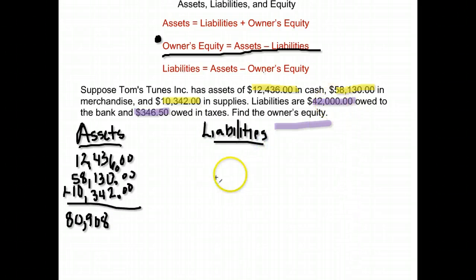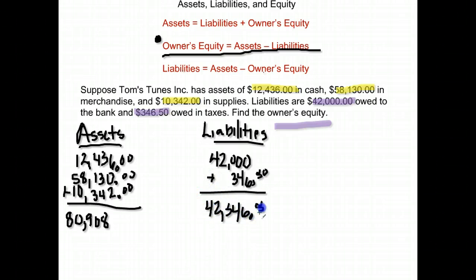Okay, now let's do liabilities. They've only listed two here. There's $42,000 that's owed to the bank, and $346.50 in taxes. Let's total those. We get $42,346.50. Okay, now we can find our owner's equity.